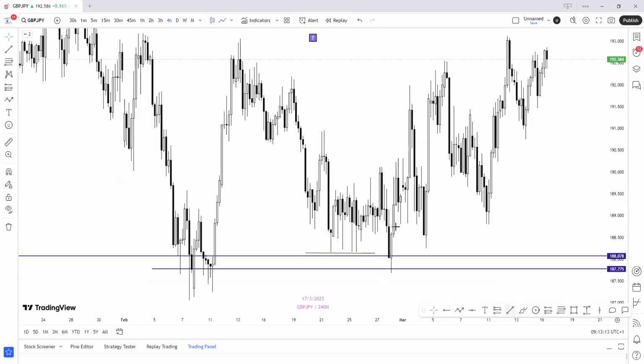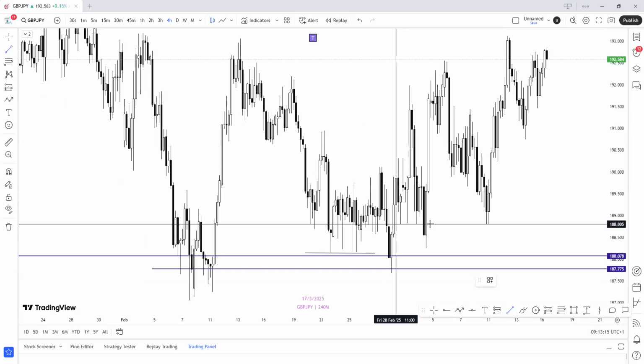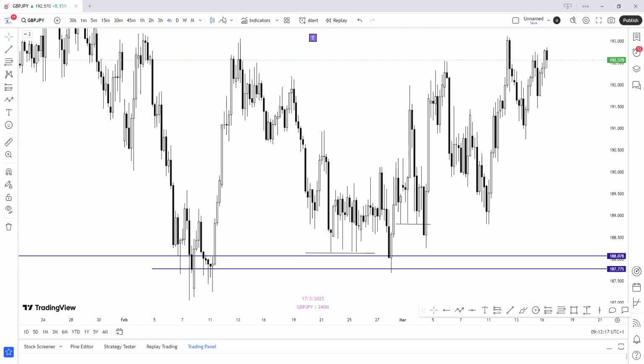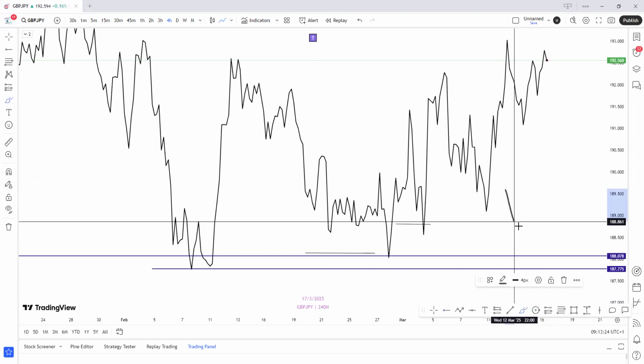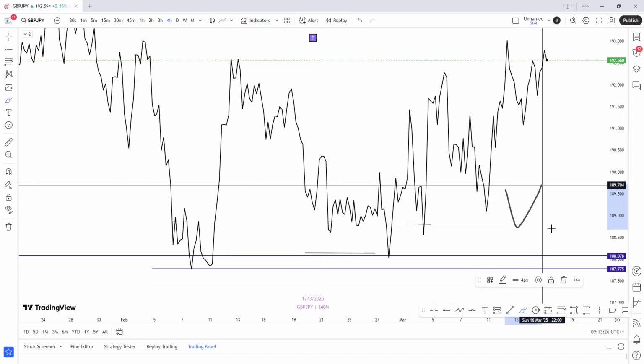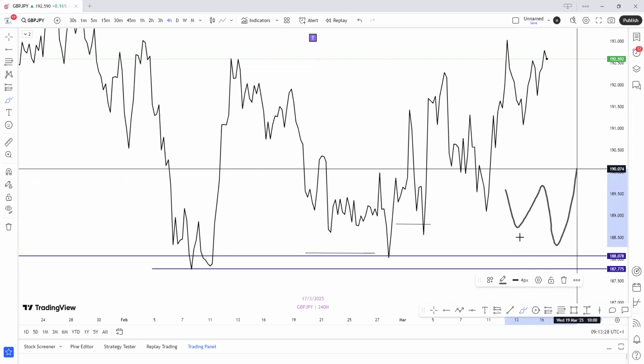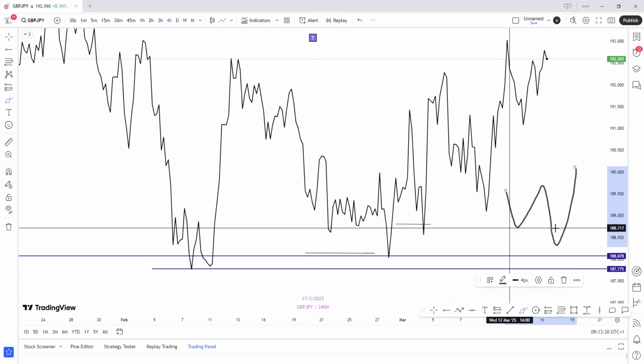Now, where is the liquidity coming from? You can see these lows, these wicks. These are all liquidity. Now, where do I want to take the trade from? This is the pattern I trade with. When I have something like this, I mostly take the trade from here.